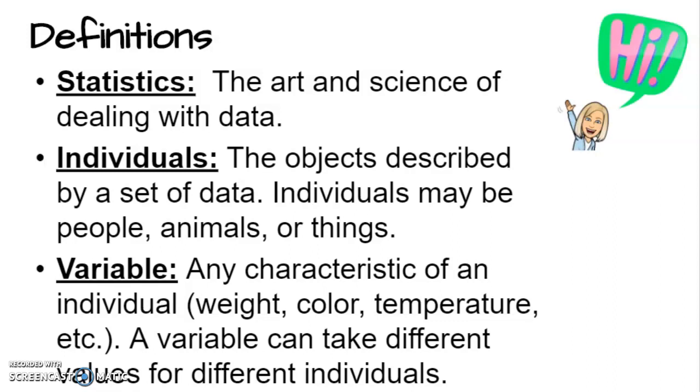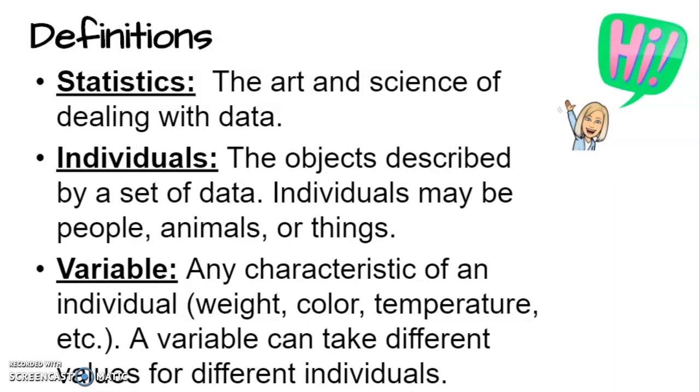So we're starting here with 3 definitions. The first is just generally, what is statistics? So basically it's just the art and science of dealing with data. So data can be numbers, or it can be things like eye colors, and just what do we do with it? How do we make sense of it? So that's what statistics is.